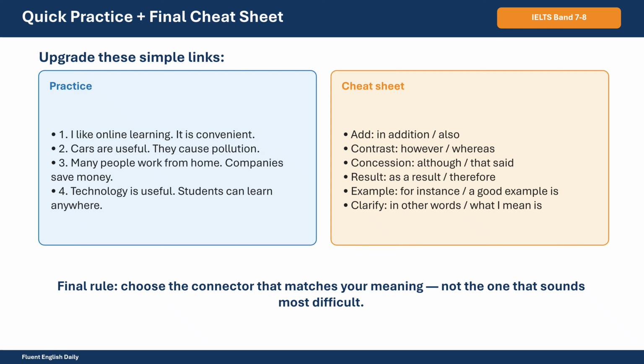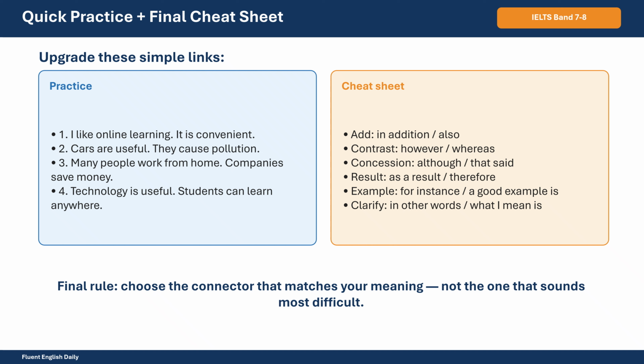The third pair is: "Many people work from home. Companies save money." We can say, "Many people now work from home. As a result, companies may save money on office space." The final pair is: "Technology is useful. Students can learn anywhere." A stronger version is, "Technology is extremely useful because it allows students to learn from almost anywhere."